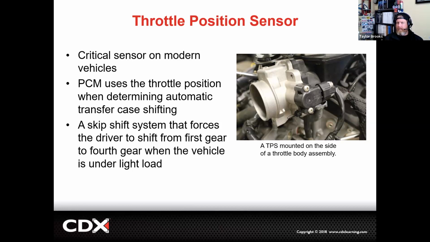If, for instance, you have a vehicle that you're trying to shift electronically with buttons or a knob into four high or four low, and it sees that there's too much throttle input, usually above 5%, it's going to prevent you from being able to shift into four-wheel drive. Therefore, that will affect how our drivetrain is going to react.